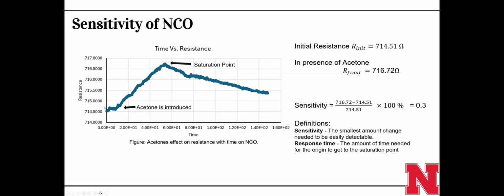And to explain this graph further, this side is your resistance, and this is your time. So when acetone is introduced here, as time increases, the resistance value would also increase, up until it gets to its saturation point. And as acetone is slowly decreasing, the value of the graph would also start to decrease in resistance.